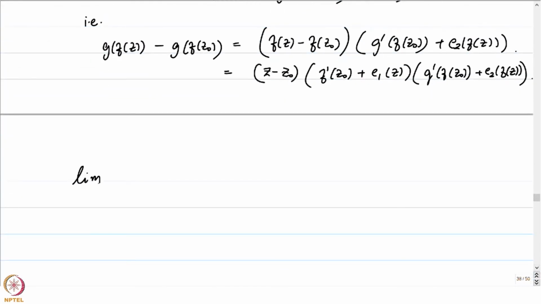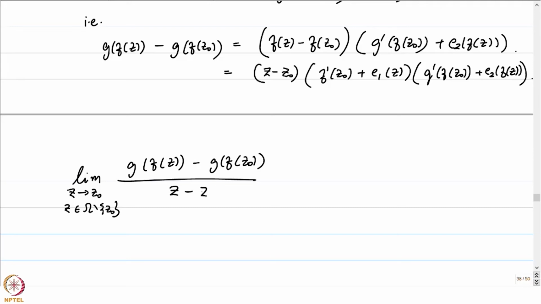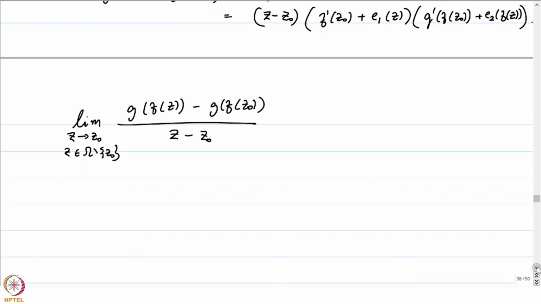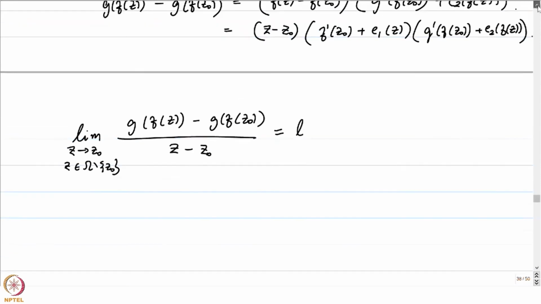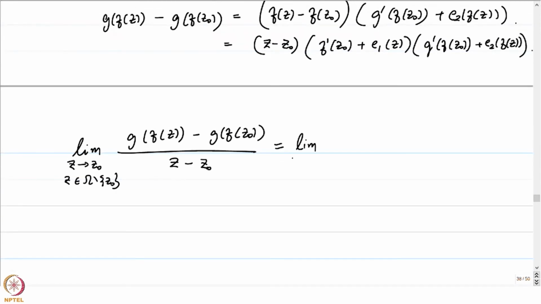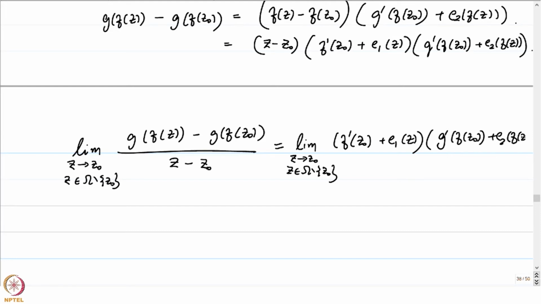If you look at the limit as z goes to z naught, where z is in omega minus z naught, of g of f of z minus g of f of z naught by z minus z naught, this is precisely what we are interested in, isn't it? Then this is going to be equal to the limit, as z goes to z naught, of f prime at z naught, which is a constant, plus e1 of z, times g prime at f of z naught plus e2 of f of z.